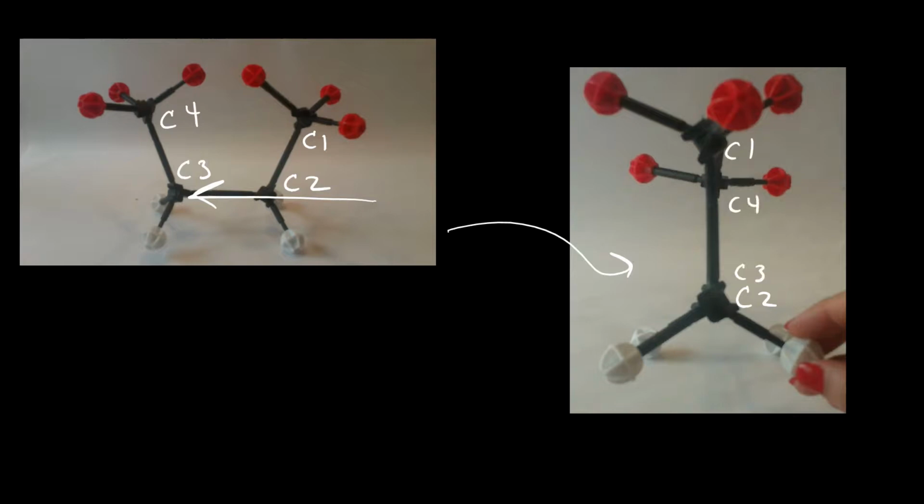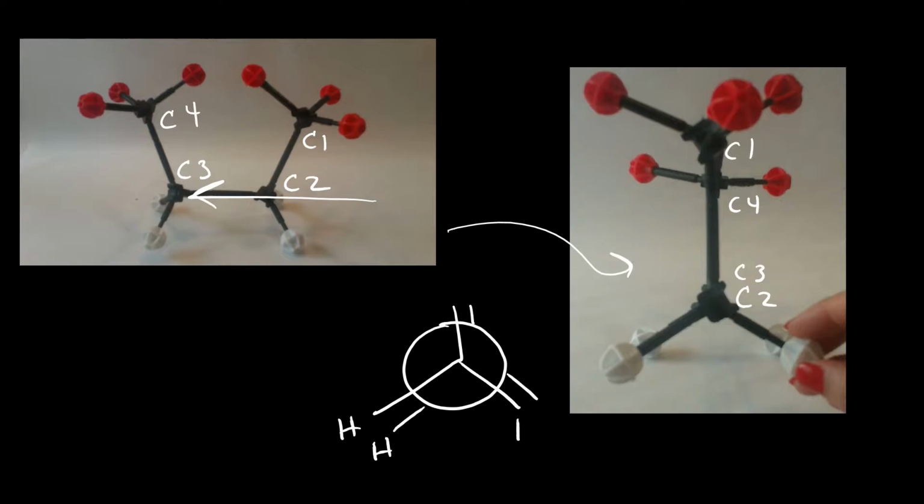C1 and C4 are the two methyl groups that are sticking up. If we wanted to draw a Newman projection of this, we would see that we have hydrogens eclipsing, and now methyl groups eclipsing in the back there. We're going to track the dihedral angle of the two methyl groups for this exercise, and right now that angle is 0.